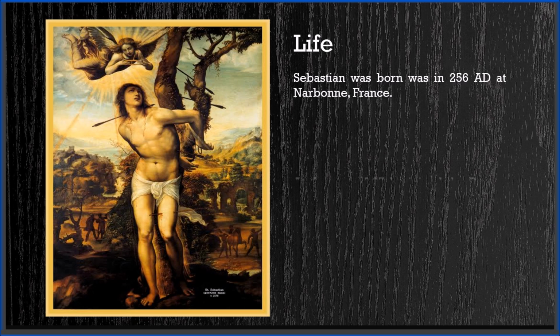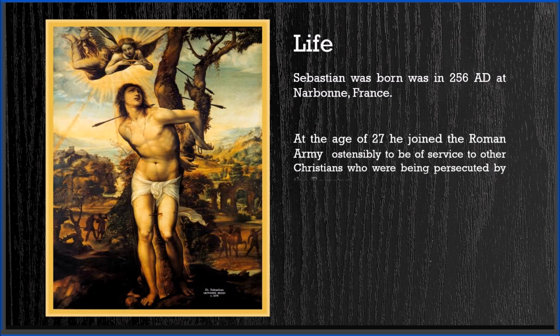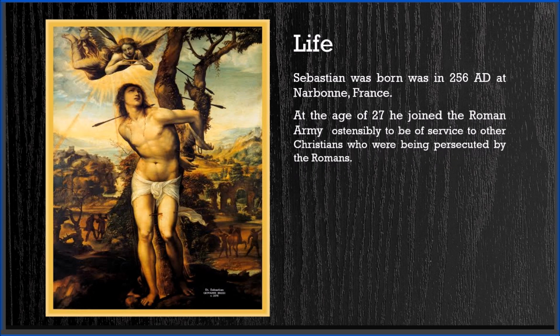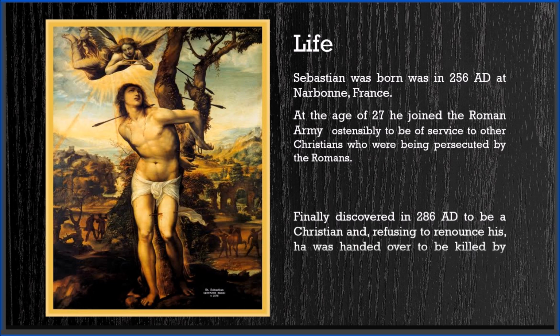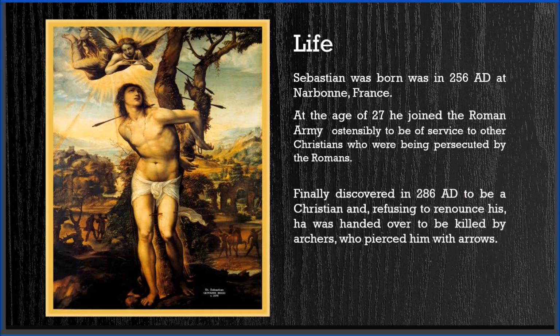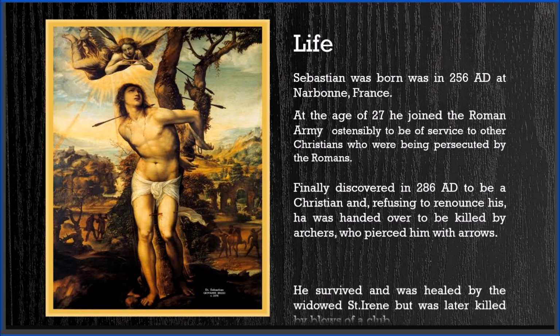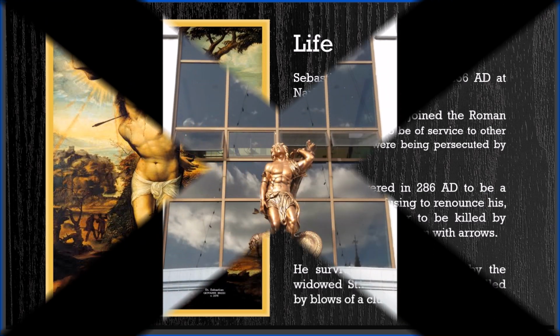At the age of 27, he joined the Roman army ostensibly to be of service to other Christians who were being persecuted by the Romans. Finally being discovered in 286 AD to be a Christian and refusing to renounce his faith, he was killed by archers who pierced him with arrows. He survived and was healed by Saint Irene but was later killed by blows of a club.